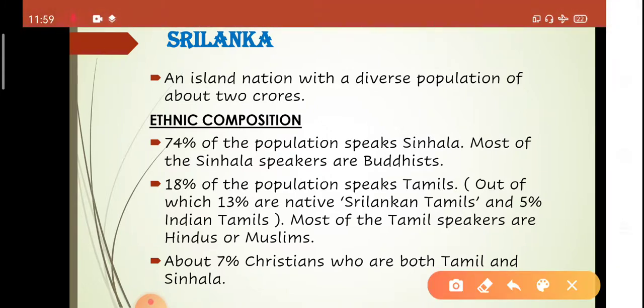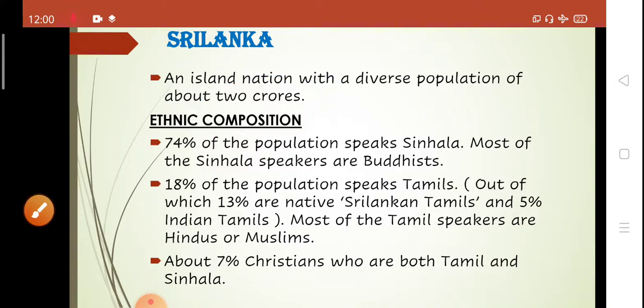It already says it's an island nation and it has a diverse population of about 2 crores. So we compared Belgium to the state of Haryana and we said that it has half the population of Haryana. That means Haryana had a population of around 2 crores and Belgium had half of that. And if we compare Sri Lanka to Haryana, then we have the same population. If we have 2 crore people in Haryana, then the same is the population in Sri Lanka, right? We are now going to discuss the ethnic composition of Sri Lanka.